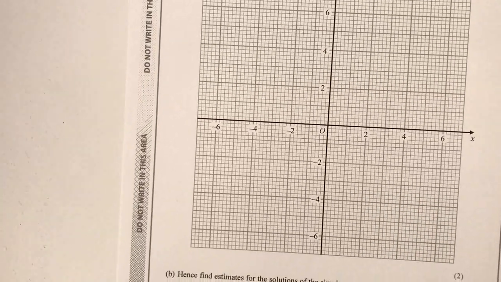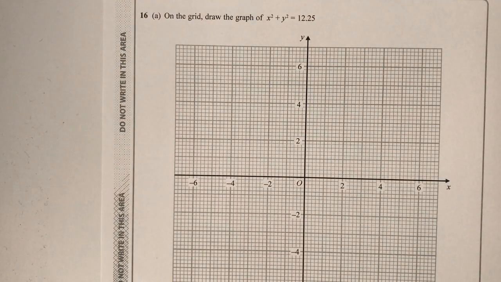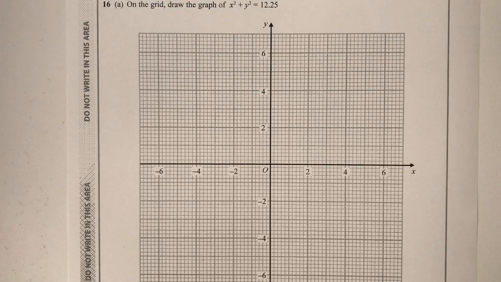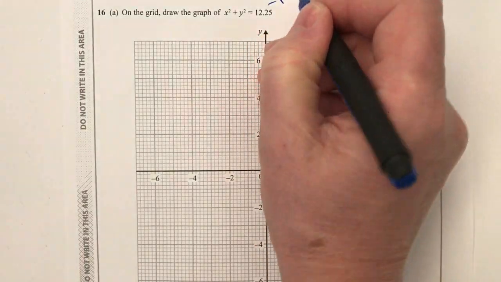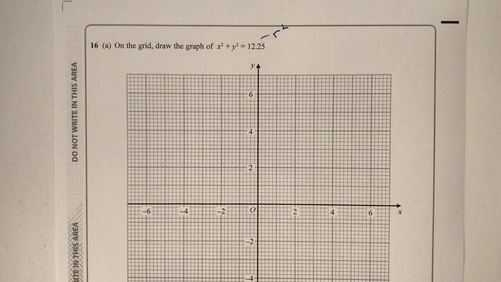Where we're being asked to draw on a grid the graph of x squared plus y squared equals 12.25. Okay, so it's going to be a little bit tricky doing this on a screen, but we'll give it our best shot. Because really what we're saying here is that this is the equation of a circle. And actually 12.25 is the radius squared.